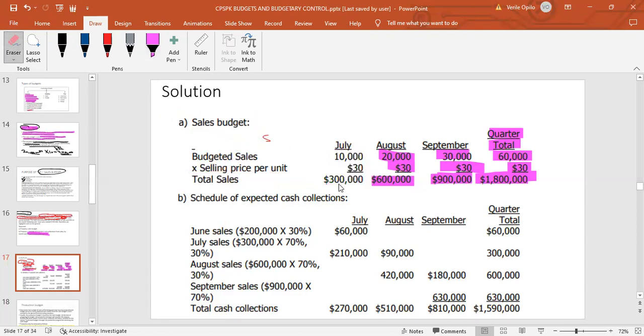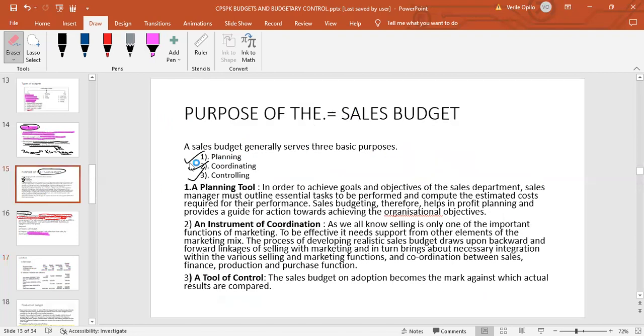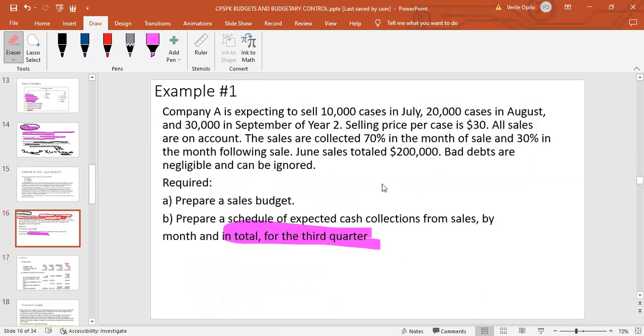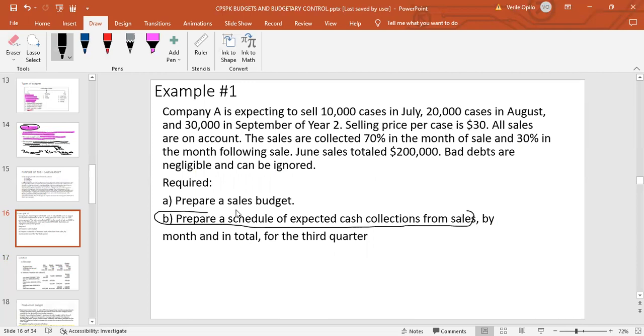In this case, we are only looking at how many units the business has budgeted to sell and how much money they are likely to obtain from the sale of those units. So that is the first part of the question. The second part of the question is asking us to prepare a schedule of expected cash collections from sales.